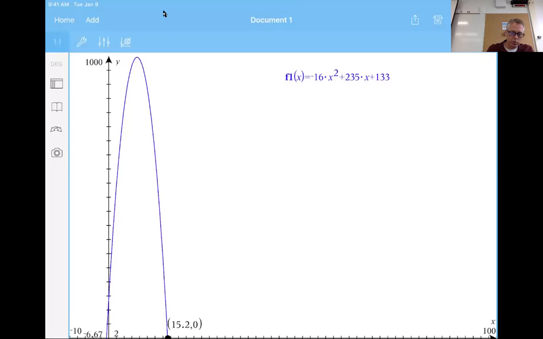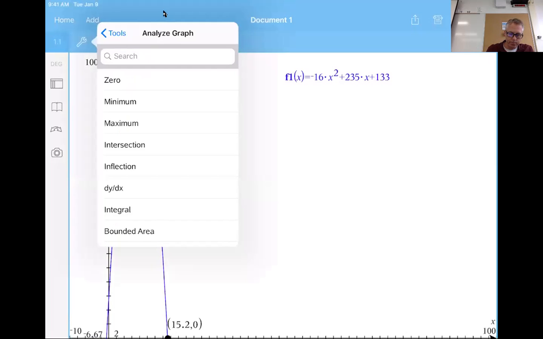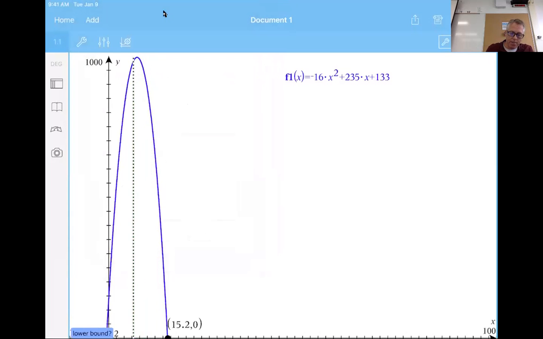So I'll go to my tool again, and I'm analyzing graph, and I want to find the max. So I'm trying to find the top of this mountain. So I'll go to the left of it, let go, and move to the right of it, and it gives me the max.